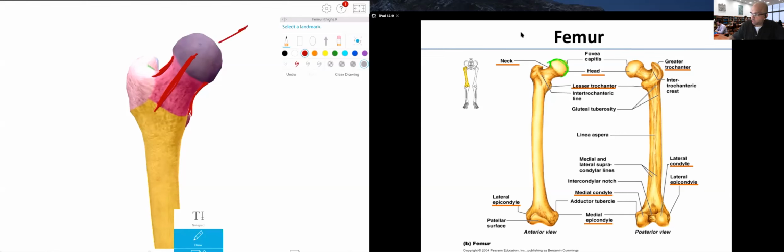So first here, this is going to be my head of the femur. Next is going to be the neck of the femur. And if you notice on here, we can see a large bony eminence on the opposing side to the head of the femur. We call this my greater trochanter.